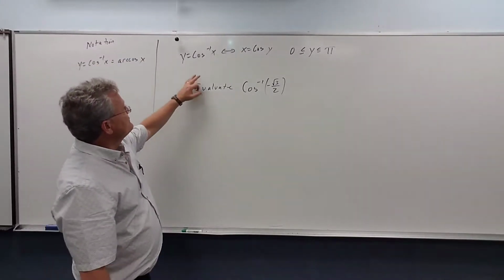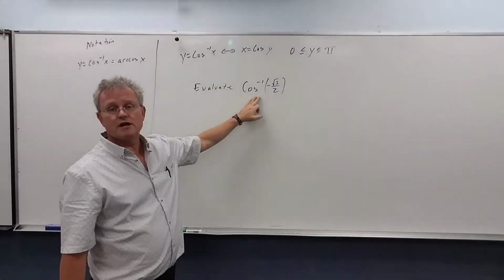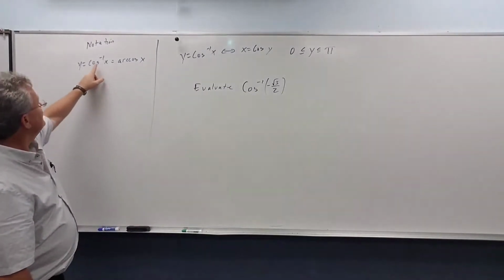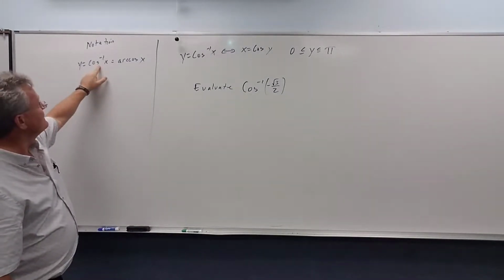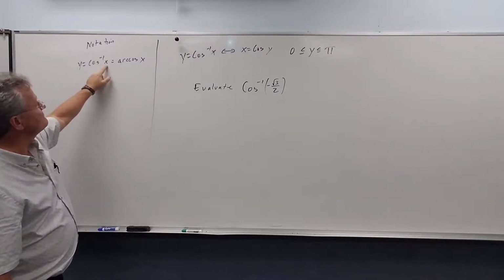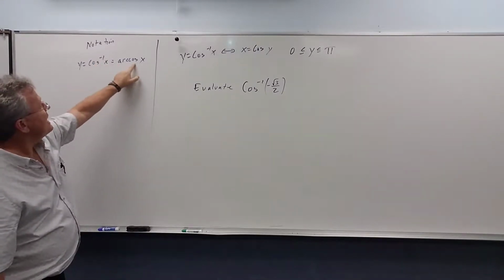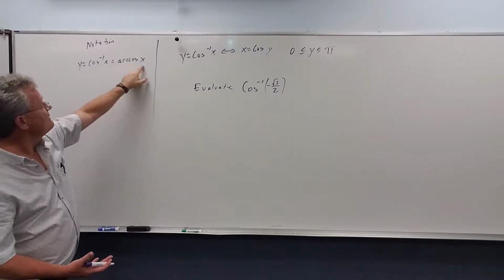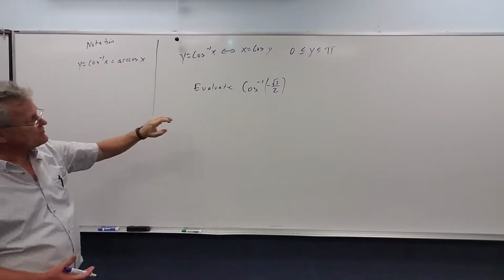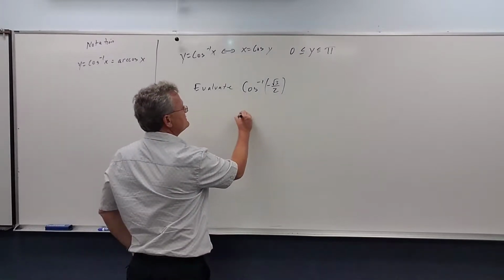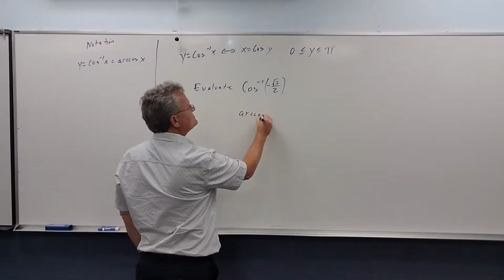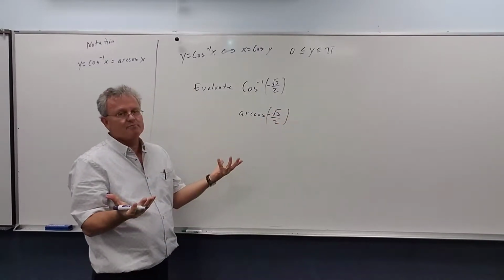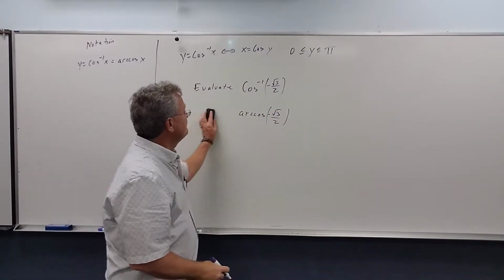All right, now we're going to evaluate this inverse cosine function. And just again with notation, I could have written it like this, inverse cosine of minus root 3 over 2. I could have used this arc cosine notation as well. This is the same thing as this. So I could have written this as the arc cosine of negative root 3 over 2. It's the same thing.